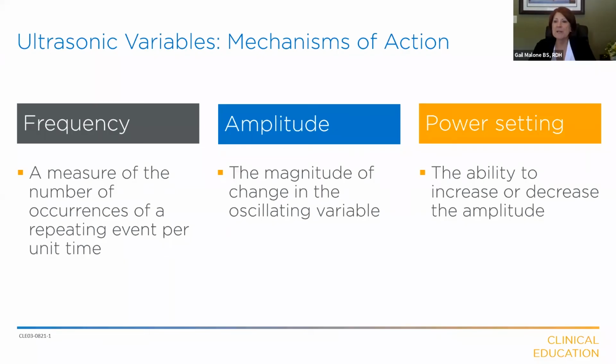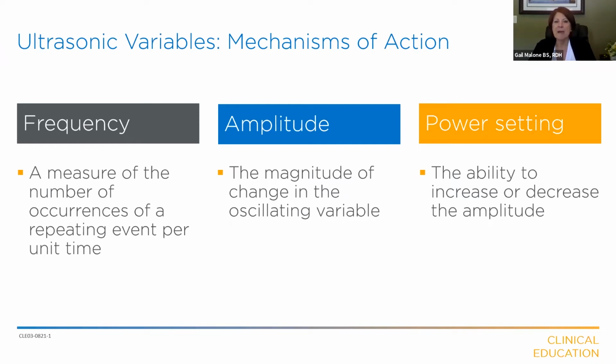So let's look first at our mechanisms of action. As I mentioned, these include frequency and amplitude. Now, frequency is set by the manufacturer. It's a measure of the number of occurrences of a repeating event over a unit of time. In the case of Cavitron, the majority of the market is 30,000, 30K. So 30,000 strokes per second is the operating frequency. Older units operate at 25,000 strokes per second, or 25K. But most of the market today is in the 30K range.